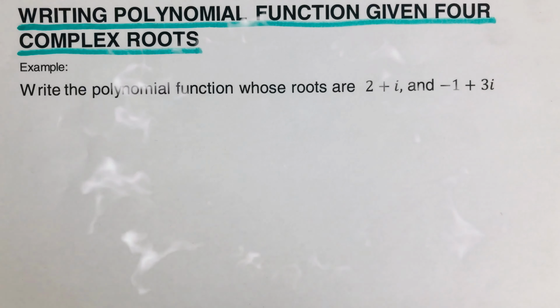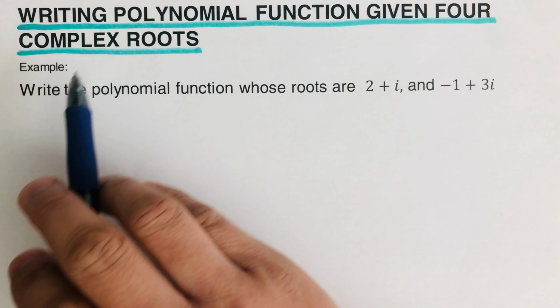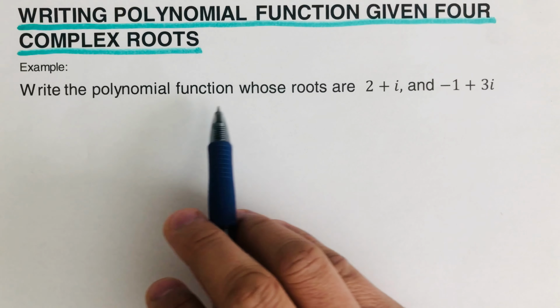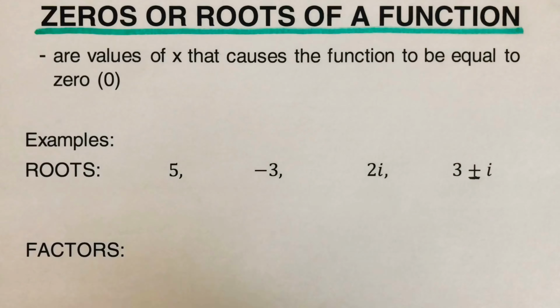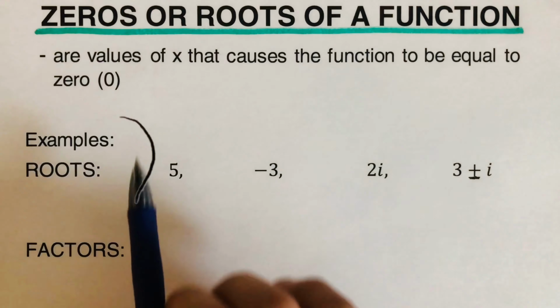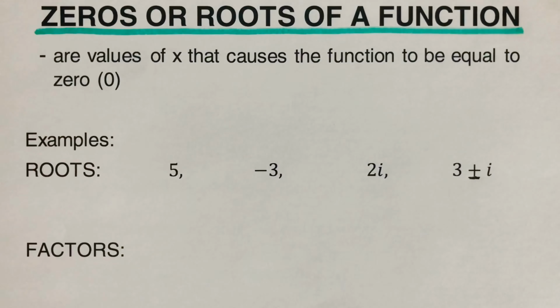Everyone, in this video we will be writing a polynomial function given 4 complex roots. Before we go over this example that we have right here, let's have a review on zeros or roots of a polynomial function. Zeros or roots of a function are values of x that cause the function to be equal to 0. Now, there are some notations for how roots are written in some problems.